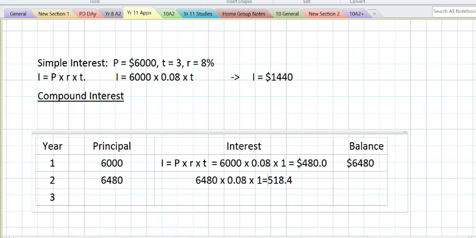My calculator does it for me. That's awesome. So we notice that this gives us more interest than we earned in the first year. And then our balance would be what we had at the start of the year, the 6,480, plus the interest we've earned. So it's the sum of those two, and that is 6,998 and 40 cents.